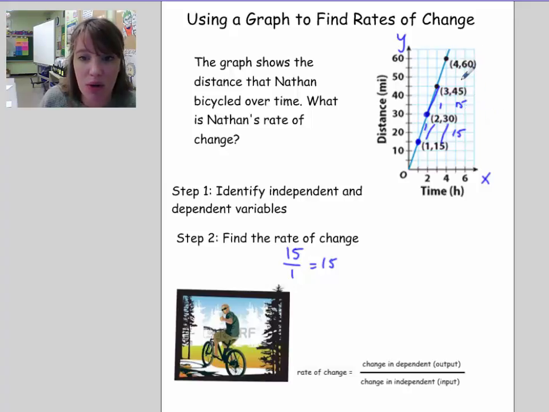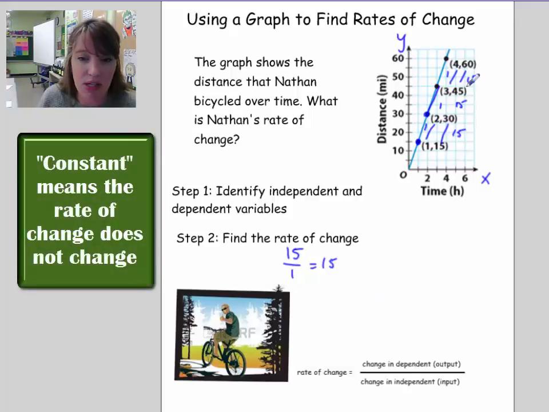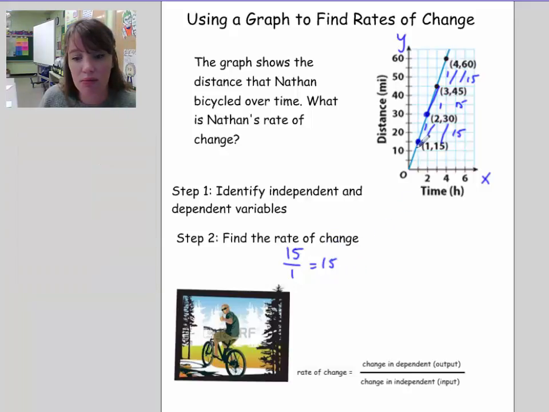And the same would go here. This would be a change of 15 between 45 and 60, and a change of 1 between 3 and 4. So again, it's a constant rate of change, right? It's 15, 15, 15. It's constantly the same. So it's constant, it's not variable, and the rate of change is 15, okay?